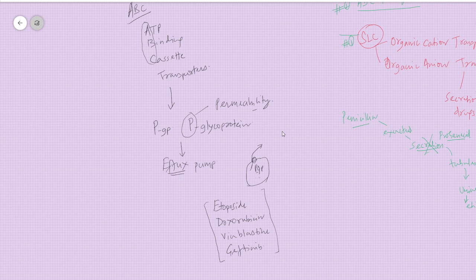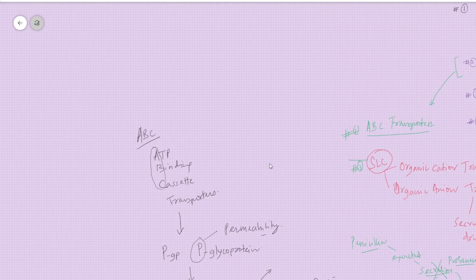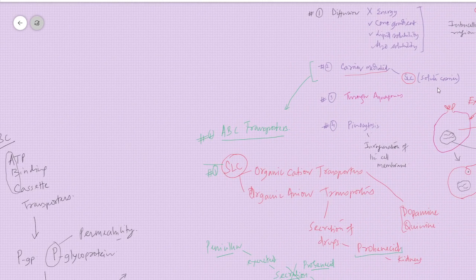So to remember, P-glycoprotein mediates resistance to anti-cancer drugs like etoposide, doxorubicin, vinblastine and gefitinib. But to remember that in carrier mediated transport, the most important transporters are solute carriers, and solute carriers come in two flavors, and ABC transporters, the most important ABC transporter being P-glycoprotein.